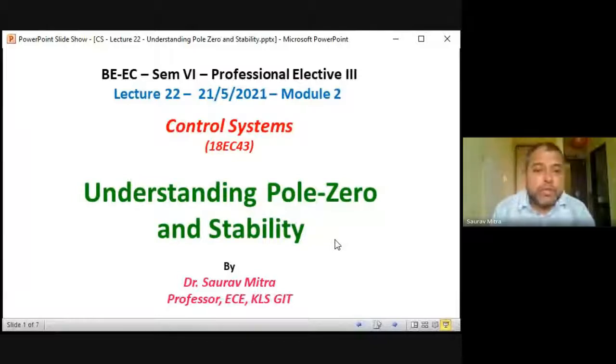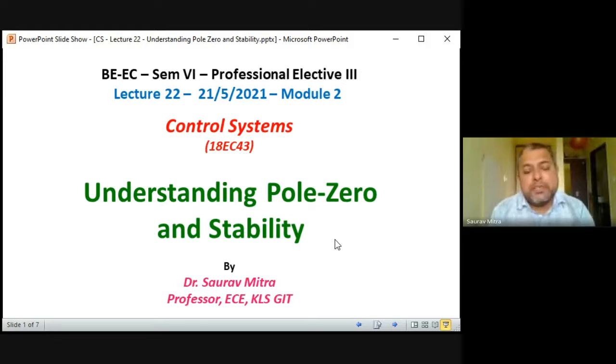Last topic of module number 2: what is transfer function. We have found transfer functions from block reduction techniques and from signal flow graphs. And in the first chapter also we have seen a lot of numericals, that is, mechanical systems and electrical systems. For every system we have found the transfer function.